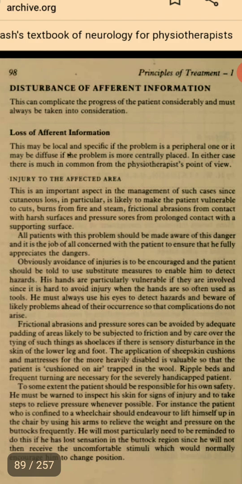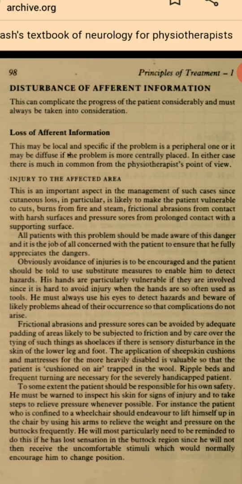Disturbance of afferent information. This can complicate the progress of the patient considerably and must always be taken into consideration. Loss of afferent information may be local and specific if the problem is a peripheral one, or it may be diffuse if the problem is more centrally placed. In neither case is there much in common from the physiotherapist's point of view. Injury to the affected area.